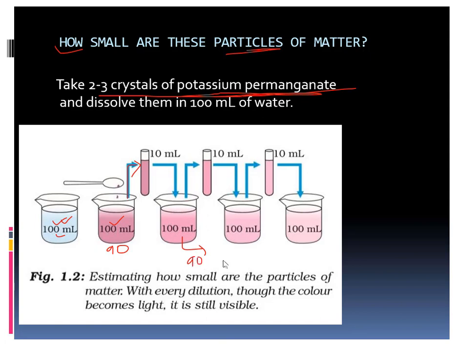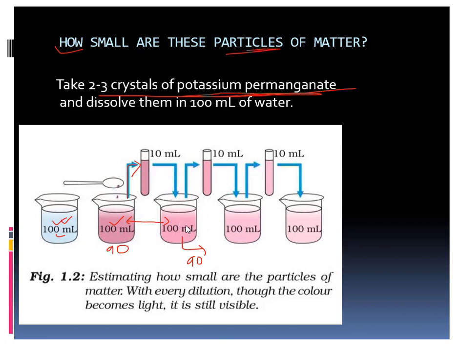Let me explain again. This beaker contains 90 ml of water. We take 10 ml of water where potassium permanganate crystals were added, and we add this 10 ml to this container that contains 90 ml of water. So 90 plus 10 becomes 100 ml of water. Now you can see the difference between these two. The color over here is a little bit darker than the color over here.